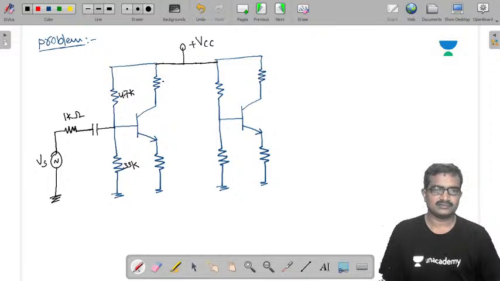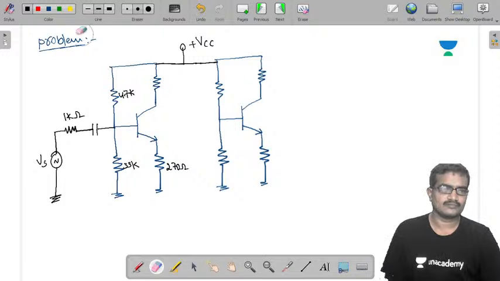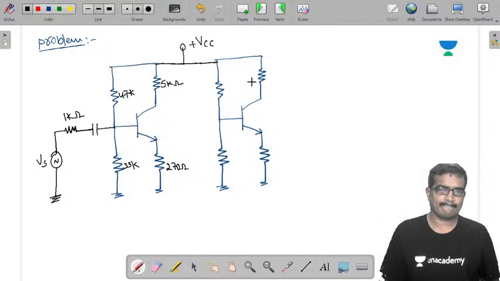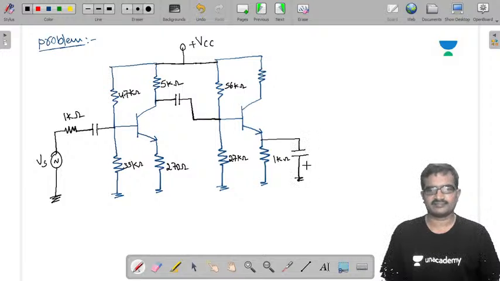Then 2k, and 270 ohms. So it is 5k. And the output of this is connected to the input of this. Here this is 56k, and it is 27k. It is 1k. Here I am using one bypass capacitor. Here I am taking output and connecting an external load of 5k.